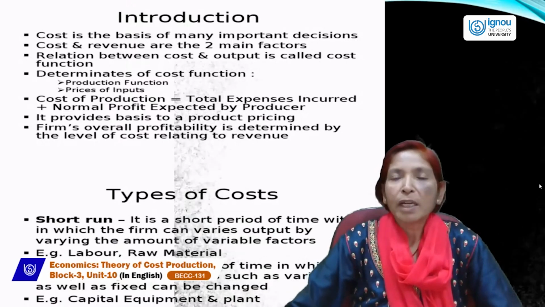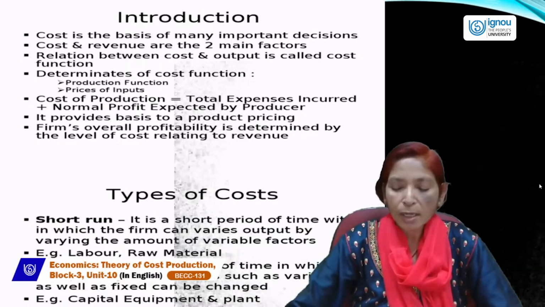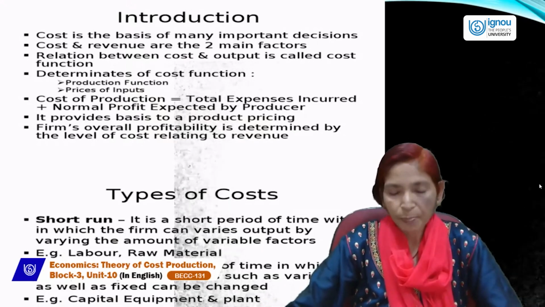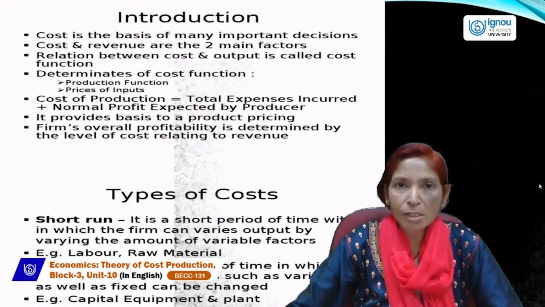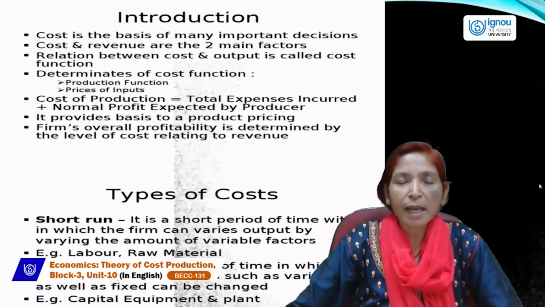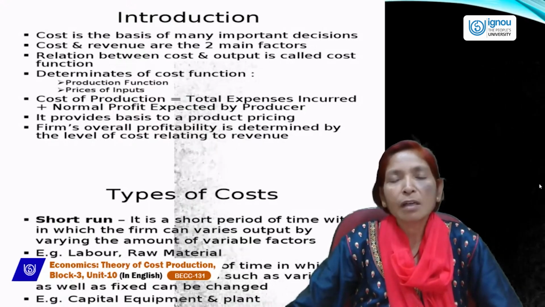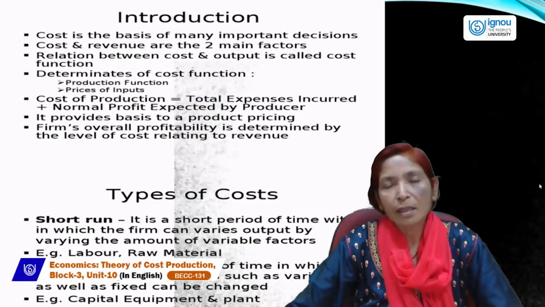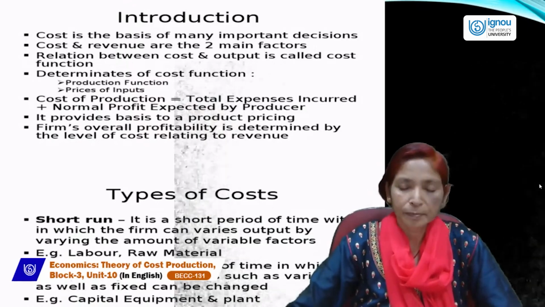So there are mainly two types of cost. One is short run cost and the other is long run cost. And what is the meaning of cost? Cost means the money expenses incurred in the production of goods and services.